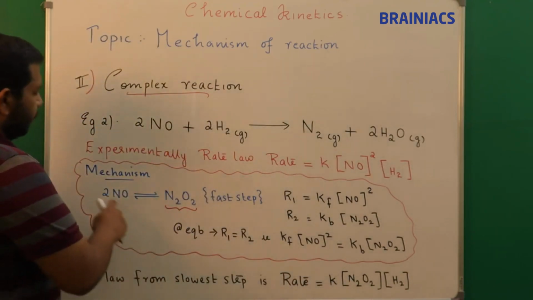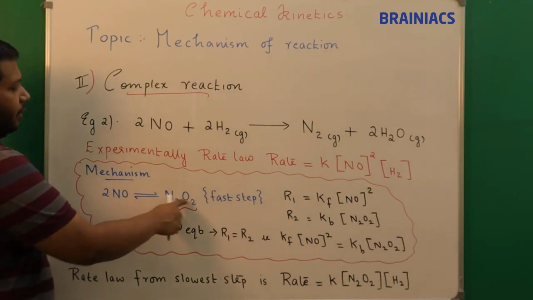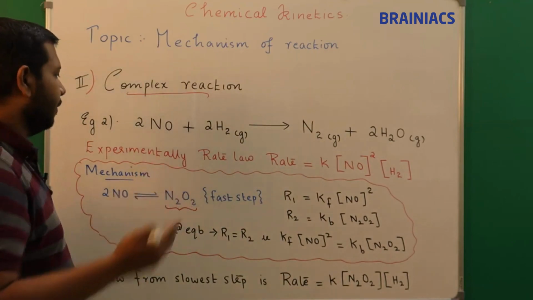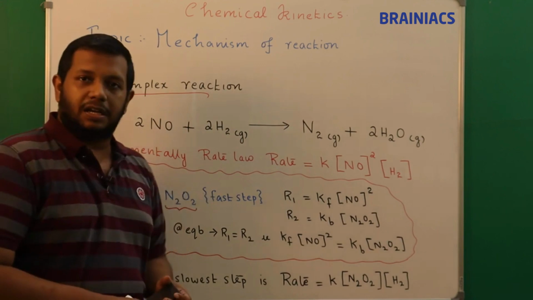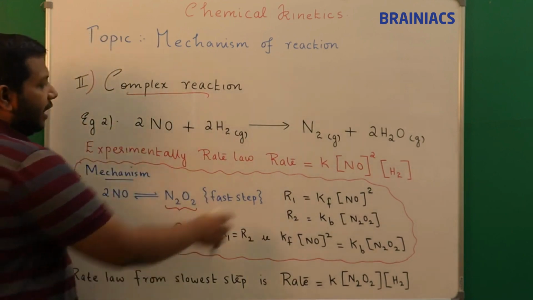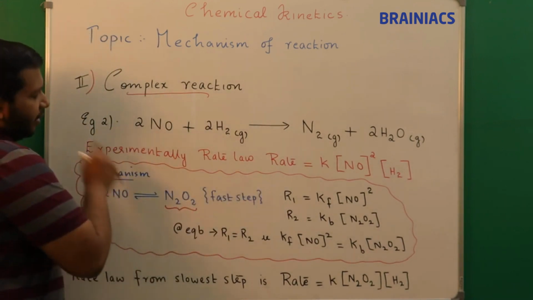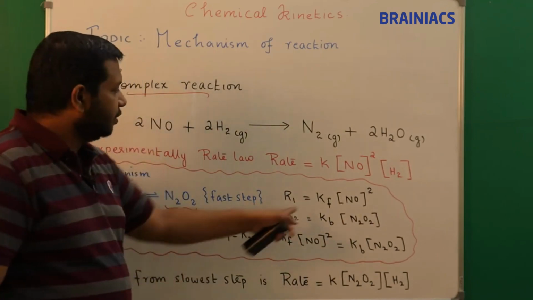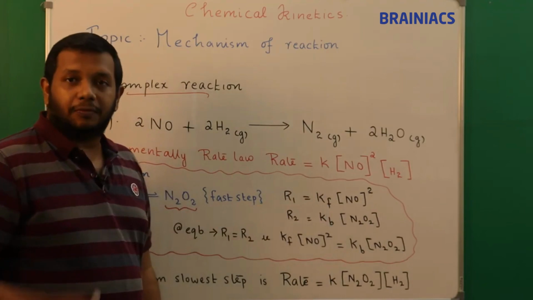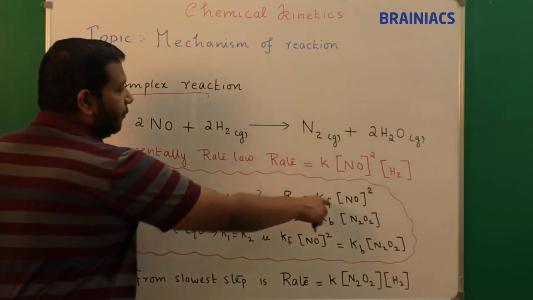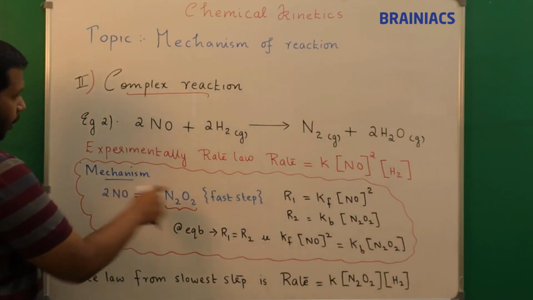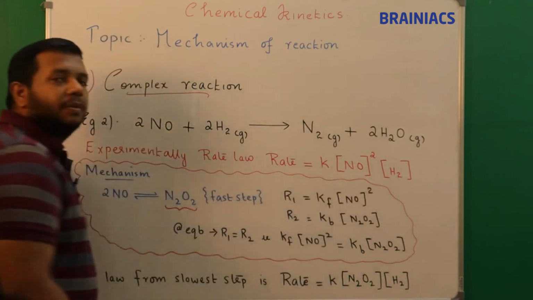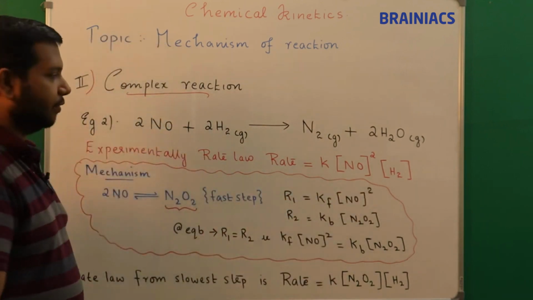Now we know that in the first step 2NO is in equilibrium with N2O2. As per our chemical equilibrium chapter, we can write the rate equation for the forward reaction and reverse reaction. So R1, the rate of forward reaction, is equal to Kf, the forward rate constant, into NO the whole square. Please remember this, you have learned it in chemical equilibrium in first year.